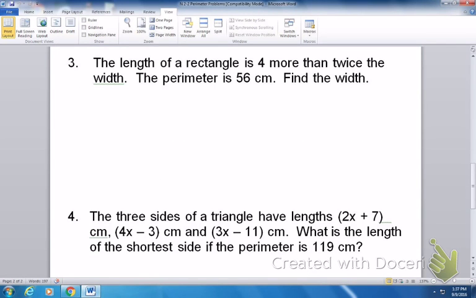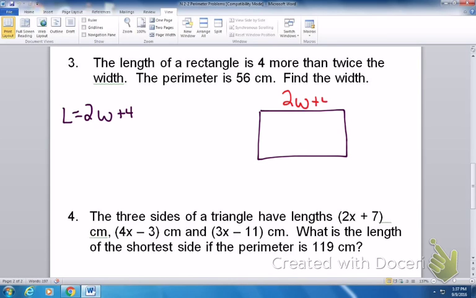The length of a rectangle. Again, I've got my rectangle. The length of a rectangle is 4 more than twice the width. So I'm going to come over here and I'm going to write L. I know I've got W in there. It says 4 more than twice the width. Well, twice the width would be 2W, and 4 more than that would be plus 4. So now I can fill that in and we can solve. So the lengths are both 4, or 2W plus 4.